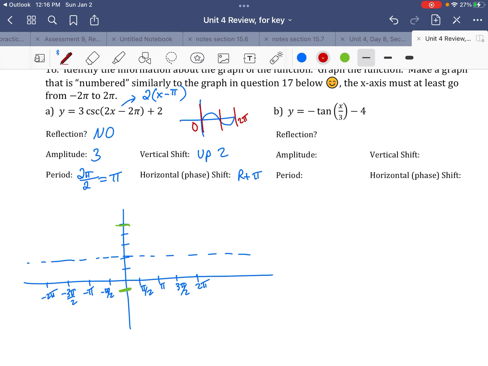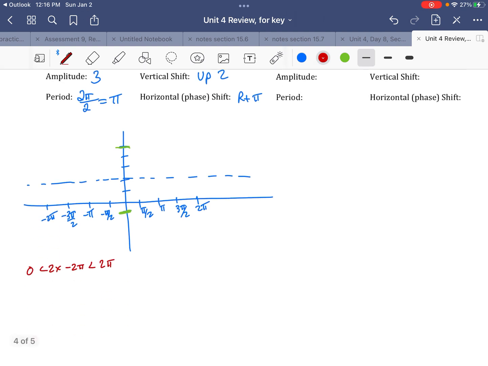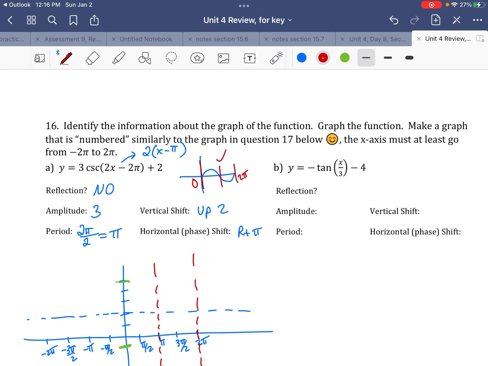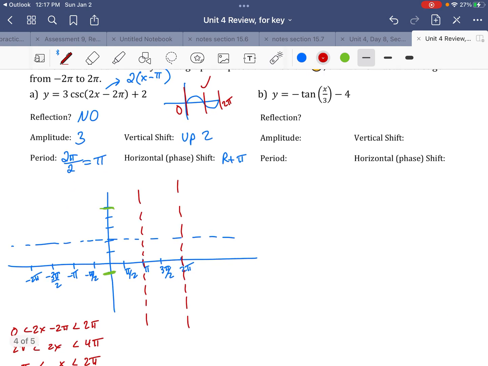So I'm going to take 2x minus 2 pi and put it between 0 and 2 pi. Let's see, add 2 pi. So I get 2 pi here, and 4 pi. Divide by 2, so I get pi and 2 pi. So pi and 2 pi are the outer 2 asymptotes. I'm going to have an asymptote here at pi and at 2 pi. But remember, this is the outer part. I need this little asymptote in the middle as well, so I'm going to have an asymptote here as well.